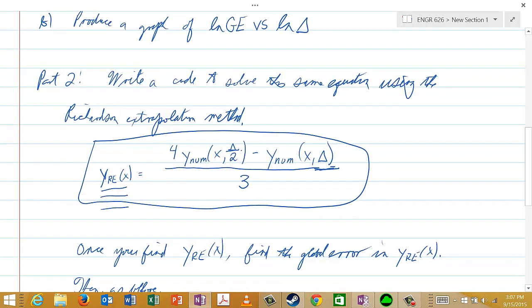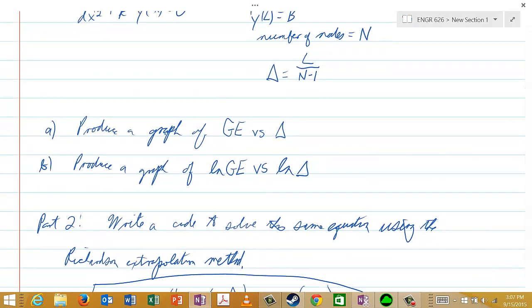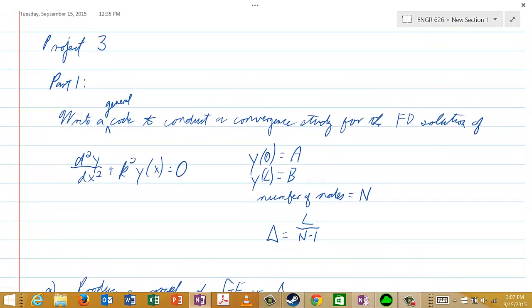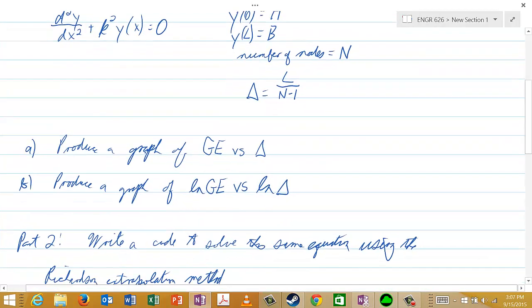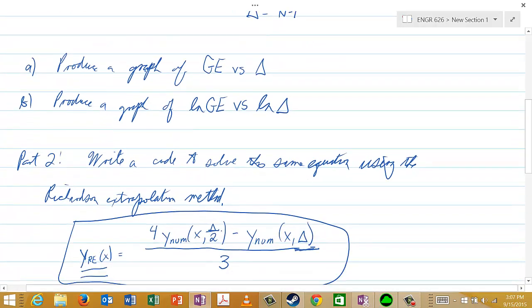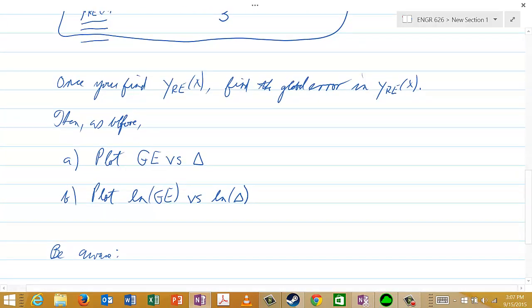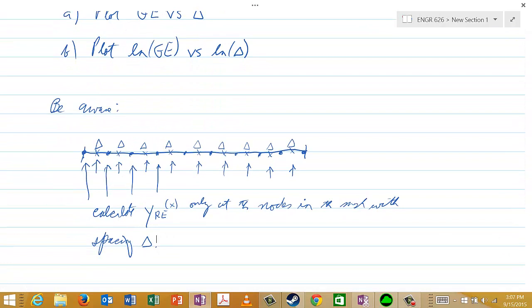So that concludes part 2, and so altogether we have two parts in this project 3, and in each part you want to be producing two graphs. And so that concludes lecture 5, and good luck.